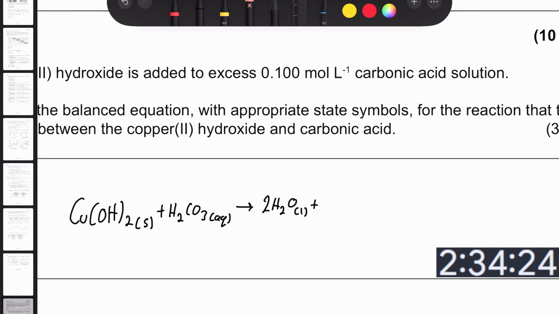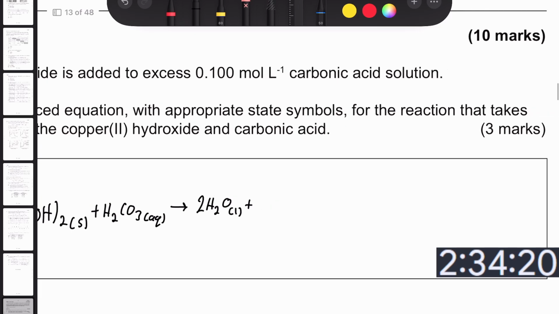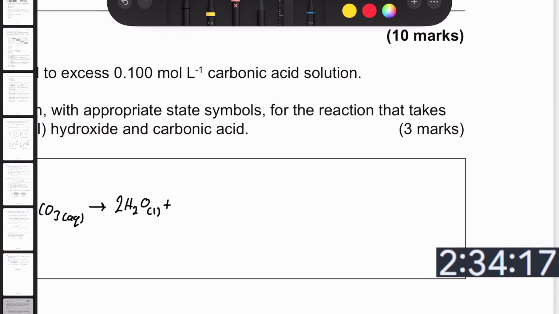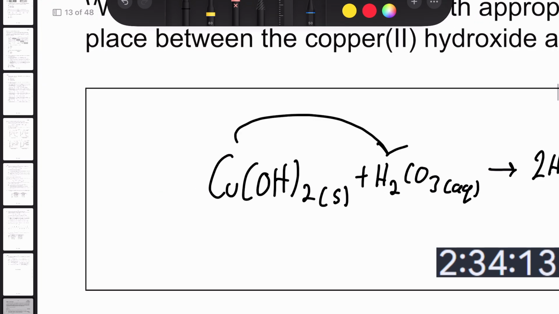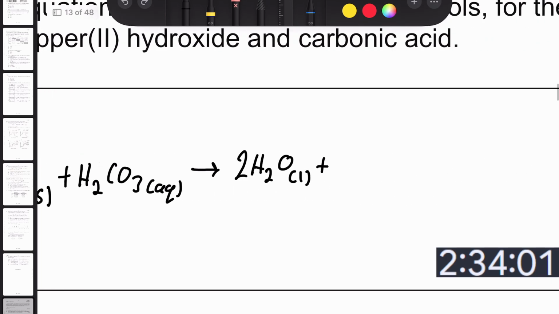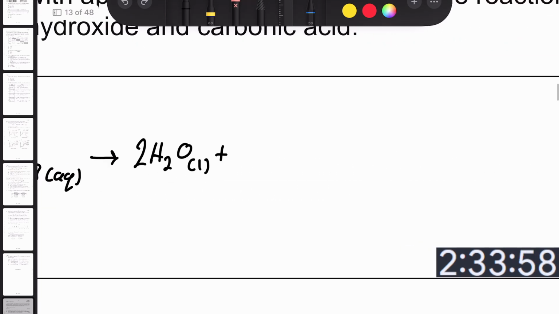Is carbonic acid H2CO3? Yeah, I'm pretty sure it is. Okay. And then let's see, it's copper carbonate. I'm just going to check the solubility rules: carbonates are insoluble. The only soluble ones are sodium carbonate, potassium carbonate, and ammonium carbonate. So it looks like my copper carbonate is going to be solid.